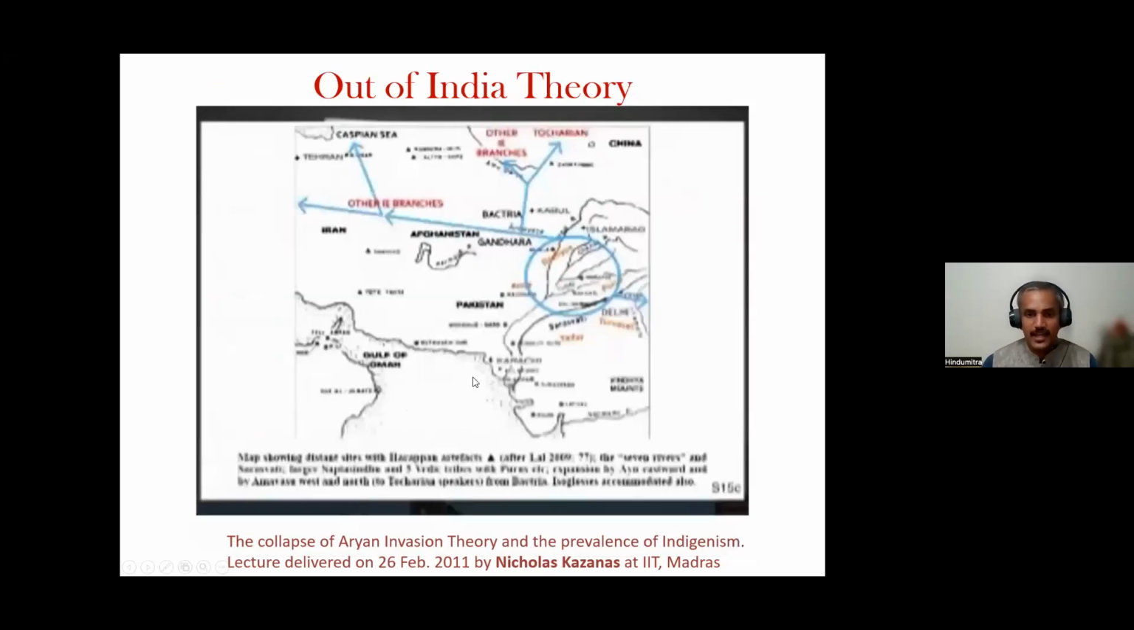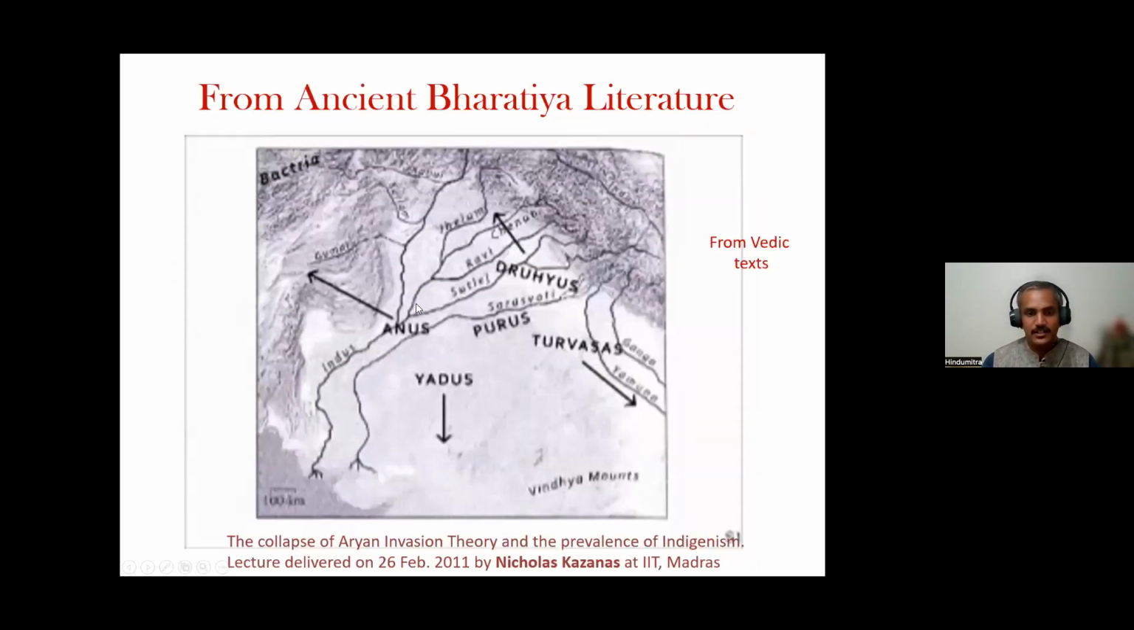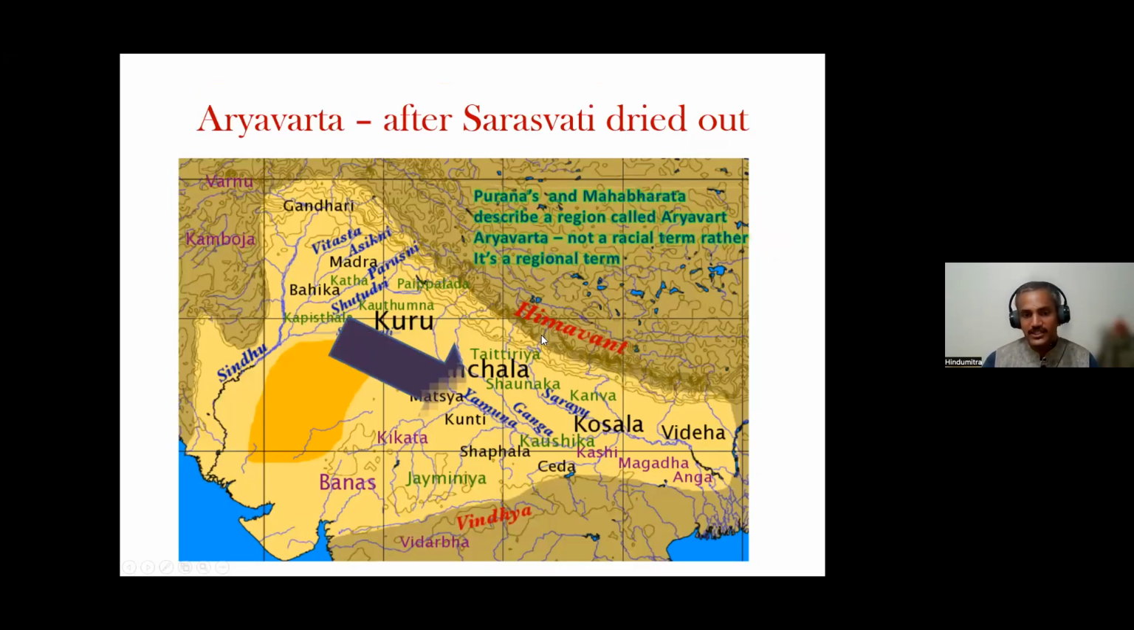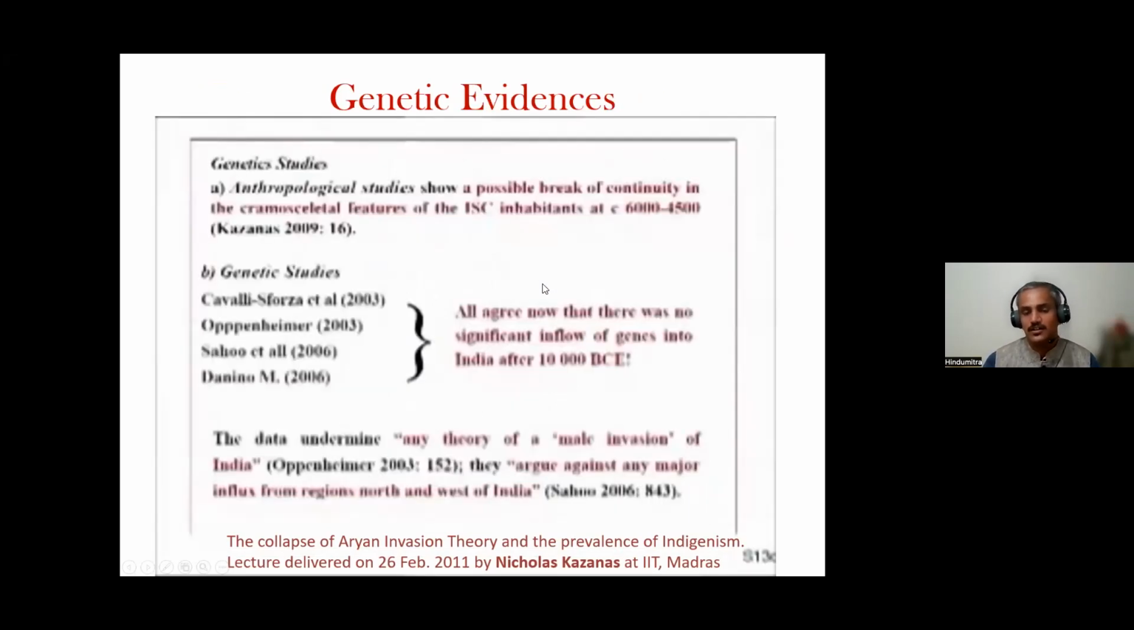So yeah, then our other literature also says, as I just said earlier, that the Anus tribe and the Druhyus, these tribes also migrated further, and they made their home in the Iran and Afghanistan area, and further into the northern part of the Aral Sea. So this also comes from our literature.